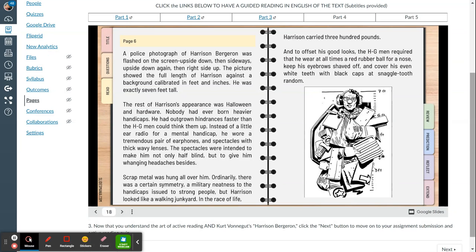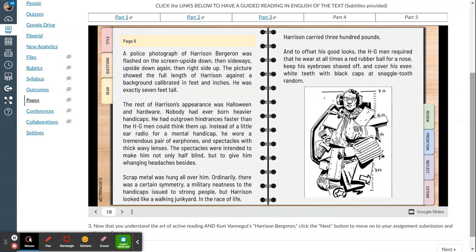Pause. Add those details to your graphic organizer, to your reading notes, left-hand side details. How tall is Harrison? You may ask yourself a question at this point that you'll find the answer to later. Why did they flash the photograph in so many ways? You can leave that blank until we get the explanation later. Add those details to your T-chart.